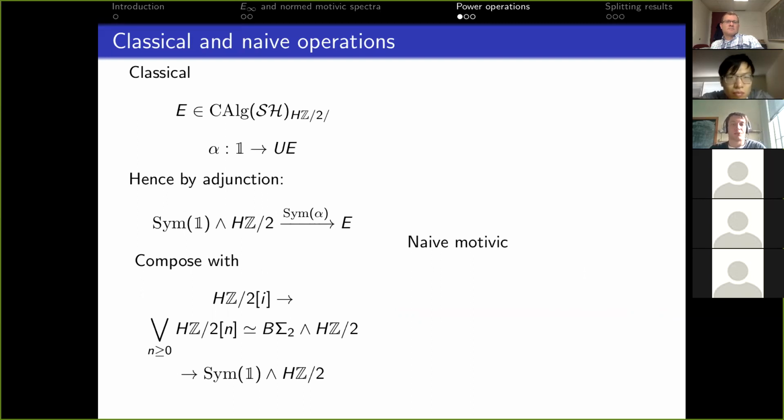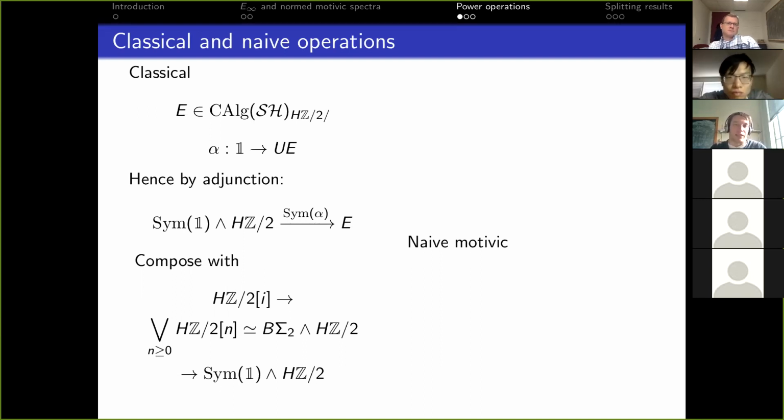So classically, you do roughly the following. You start with an E-infinity ring spectrum, which is in fact an algebra over the Eilenberg-MacLane spectrum, let's say H Σ2. Of course, you can do this for other primes as well, but our work is at the prime 2 only, because you have to start somewhere. And suppose that we have some map alpha from the sphere spectrum into just the underlying spectrum of E. So in other words, we just have some element alpha in pi 0 of E.